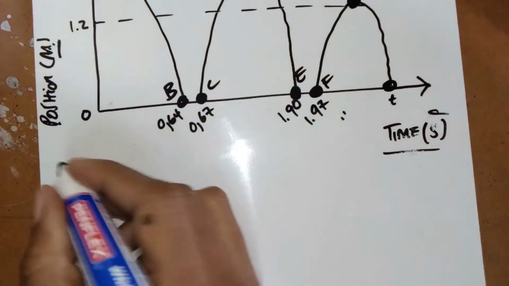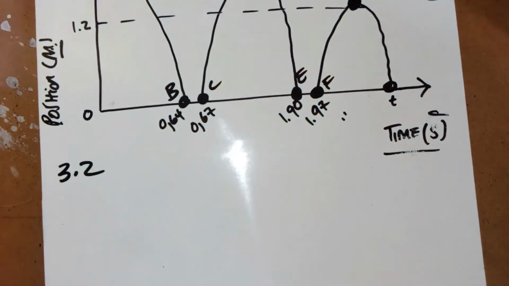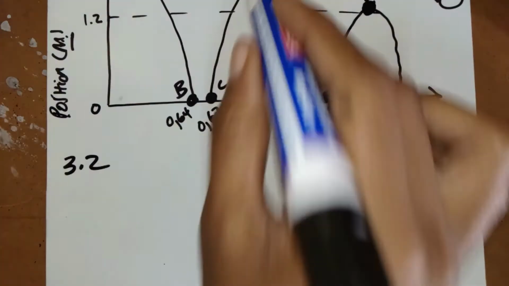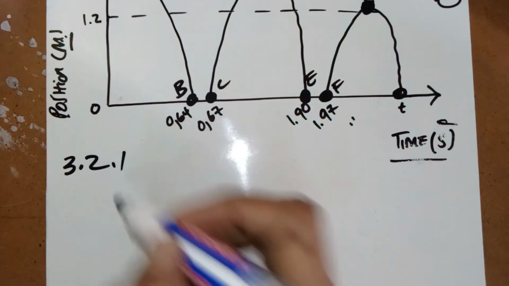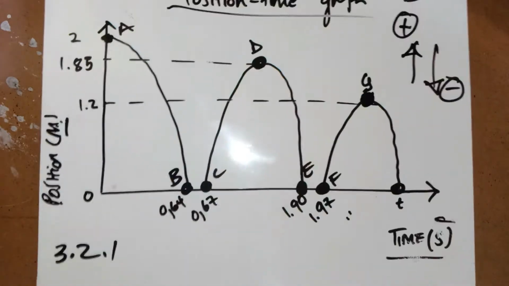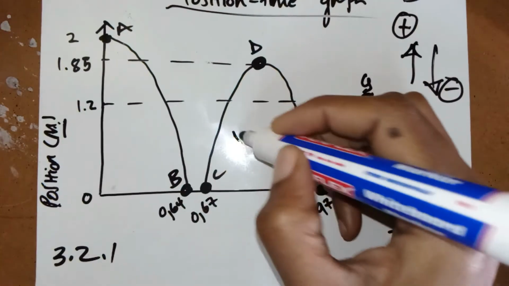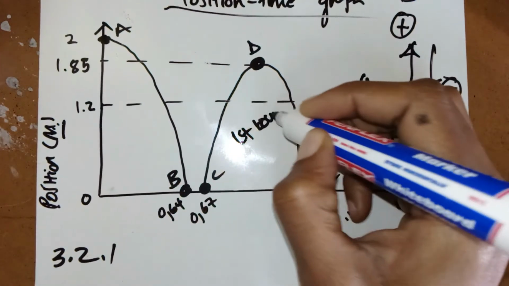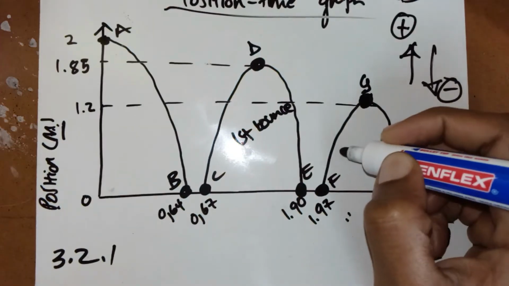And then question 3.2 says use the graph and determine the following. So now we have to use the graph and answer the following questions. The first says the time that the ball is in contact with the floor before the first bounce. So this part is the first bounce, and this part is the second bounce.